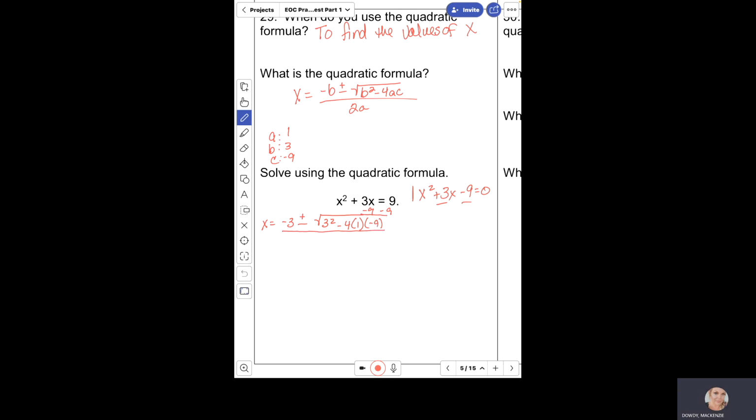All over 2 times the value of a, which is 1. We're going to start solving. You're not allowed to use a calculator on this portion of the test, so you need to know these basic multiplications. So you have negative 3 plus or minus the square root. 3 squared is 9. Negative 4 times 1 is negative 4. Negative 4 times negative 9 is plus 36 over 2 times 1, which is 2.